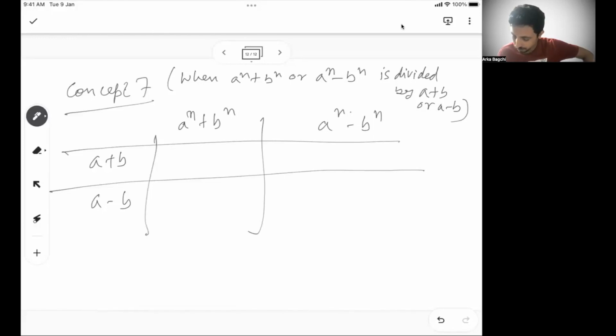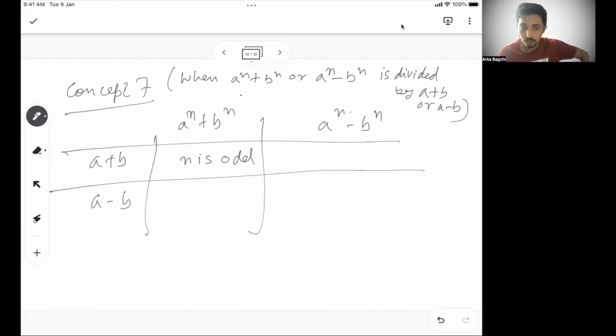So a to the power n plus b to the power n divided by a plus b is divisible when n is odd. So this is basically divisibility. I'm not talking about the remainder here. I'm talking about when a to the power n plus b to the power n is divisible by a plus b when n is odd.